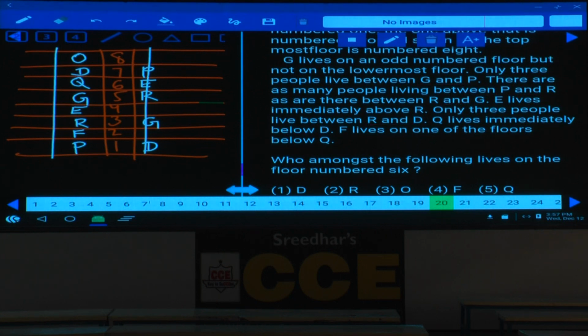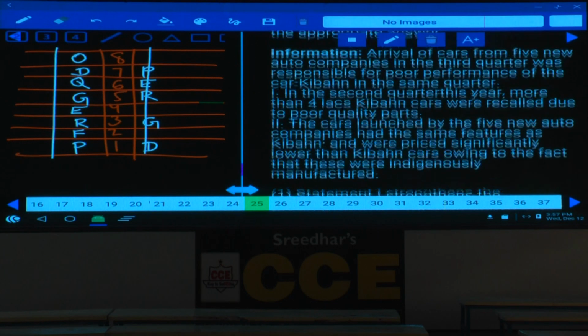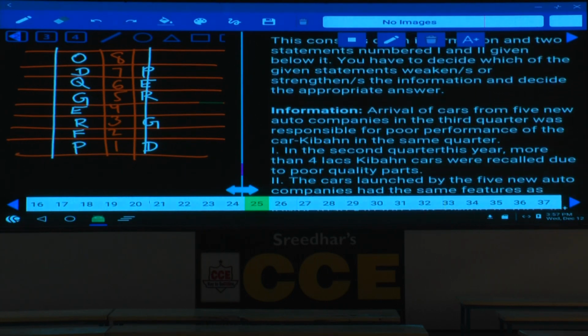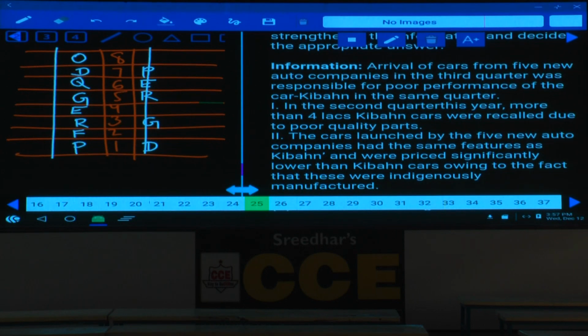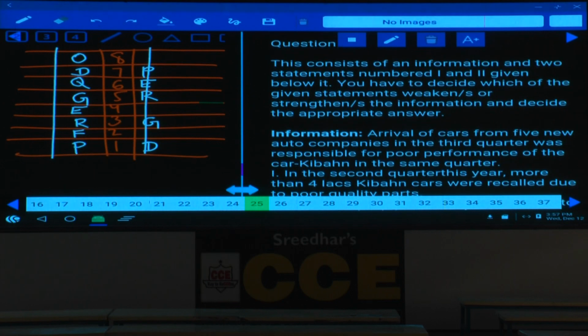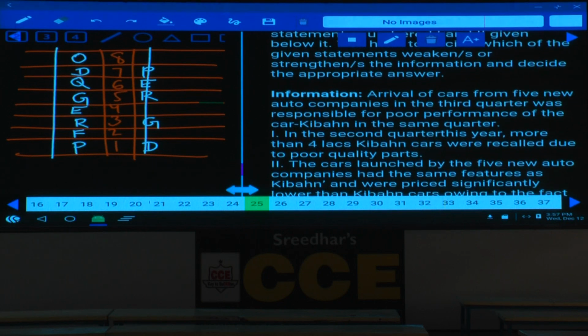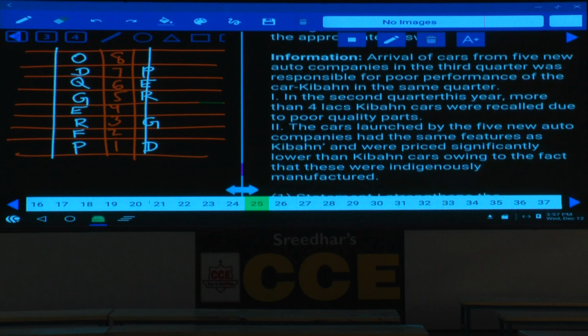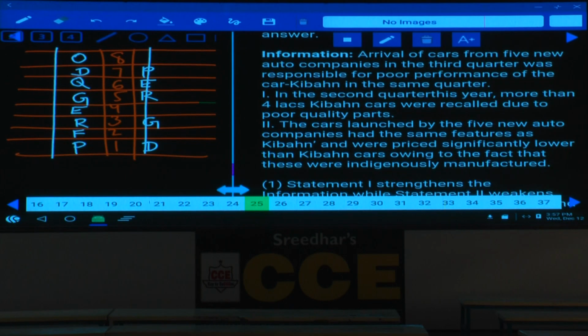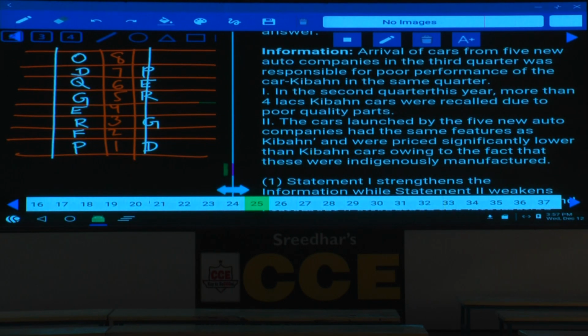And this is about question numbers 20 to 24. Then what about 25? Now question number 25. This consists of an information and 2 statements numbered 1 and 2 given below it. You have to decide which of the given statements weakens or strengthens the information and decide the appropriate answer, isn't it? Now we need to find out which statement is strengthening or weakening the above information.